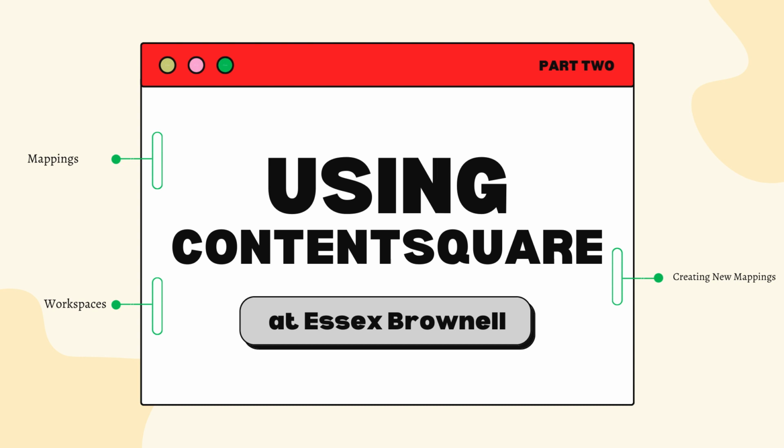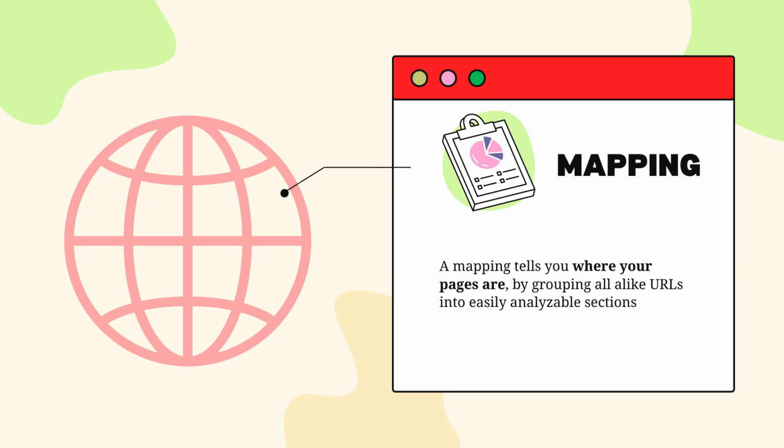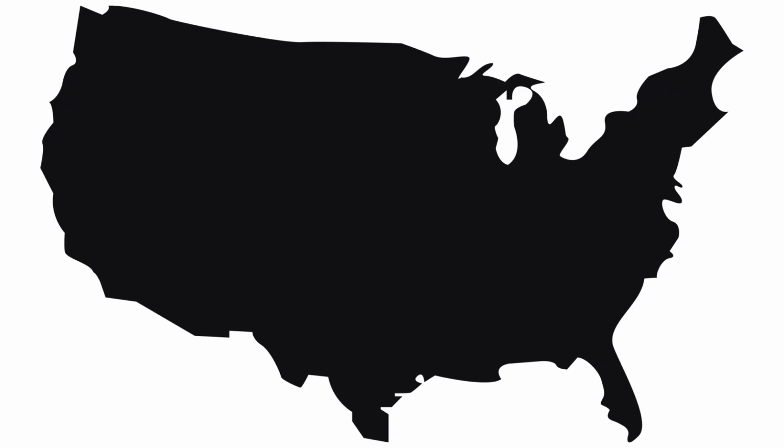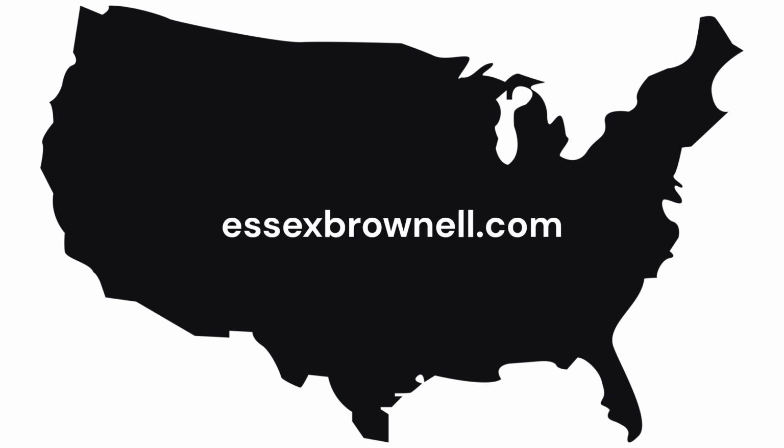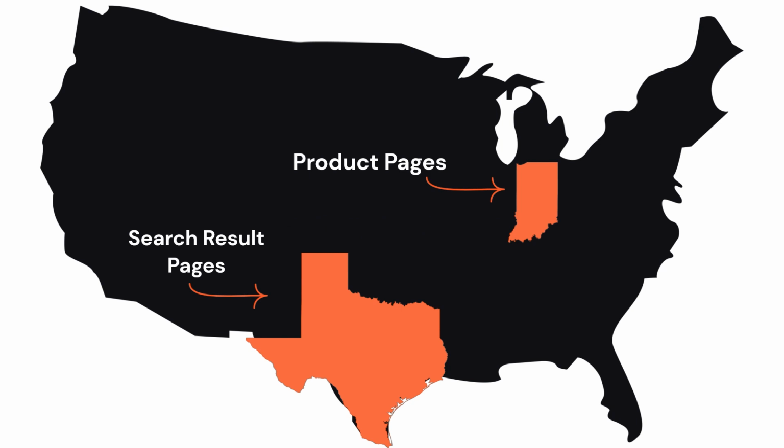So first of all, what is a mapping? A mapping simply tells you where your pages are by grouping all like URLs into easily analyzable sections. If you picture a map of the United States, there's a country, there are states, and there are cities. The country represents the website. Every URL that lives within the Essex Brownell website is in those borders. Within those, you have states.